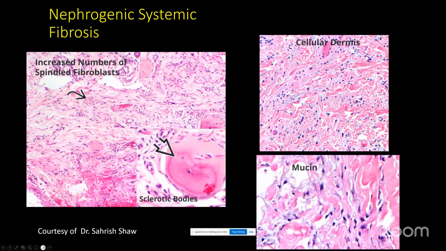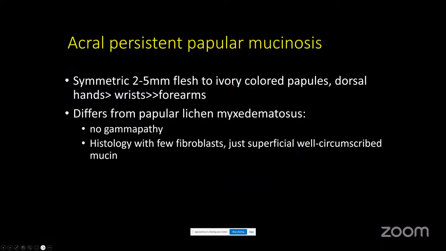I had a few slides that I borrowed from one of our residents, and this is one of them showing these sclerotic bodies that can be present within lesions of nephrogenic systemic fibrosis. And again, the mucin can show up. So this, fortunately, we don't see as much because we're now aware of the condition.